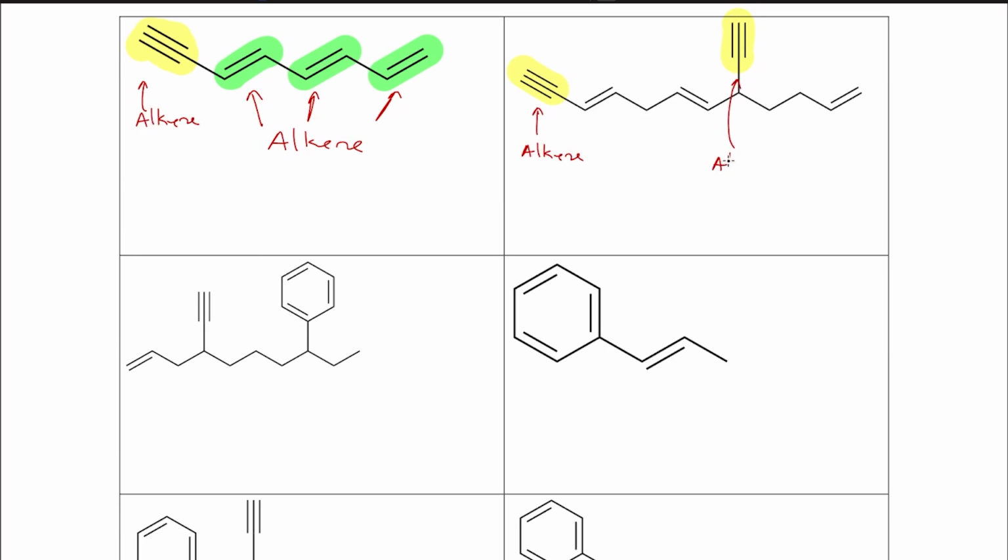This as well. But I also do see three double bonds, and so these double bonds are considered alkene groups. In the next problem, I see this triple bond, meaning that it is an alkyne functional group. I also see a double bond on the left side. So this is an alkene functional group.